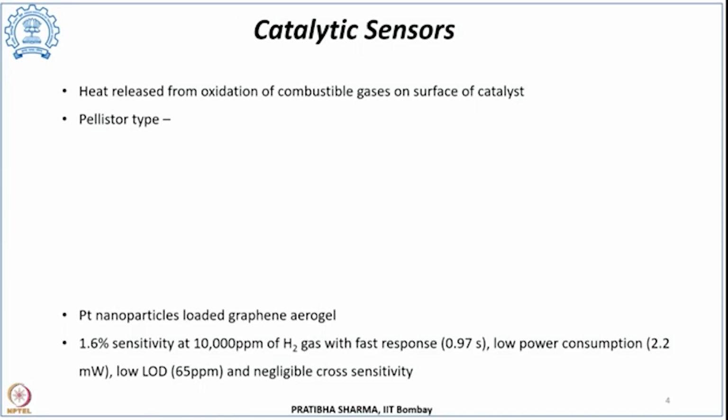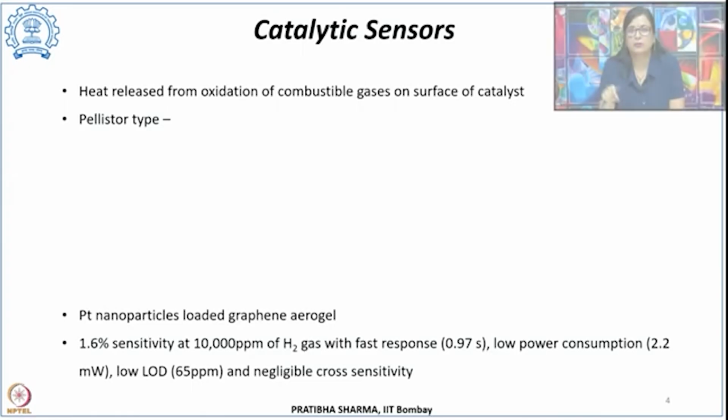Now we know that hydrogen is a combustible gas, and when it reacts with different oxidizers, it reacts exothermically, and it releases, depending upon the higher heating value, let us say 142 megajoule per kg. Now that release of heat, or the change in temperature, can be used as a means to monitor, to detect, to sense the hydrogen gas concentration.